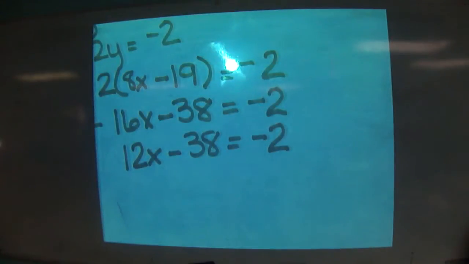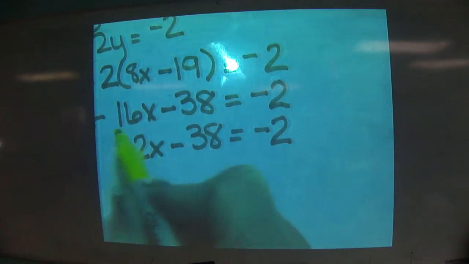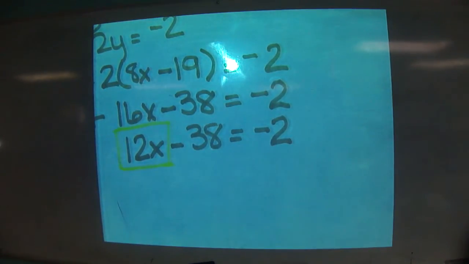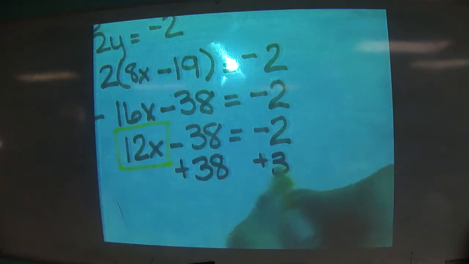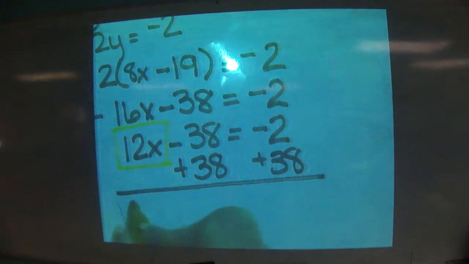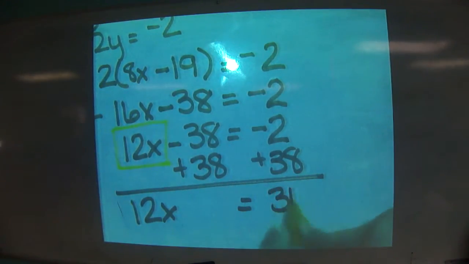Okay? Now, what do we want to do? Isolate the variable expression. How are we going to do that? What do we want on its side all by itself? We want the 12x by itself. We'll get x by itself in a minute. So what do we add to both sides? Positive 38, because we want its opposite. So now we have 12x by itself equals 36.